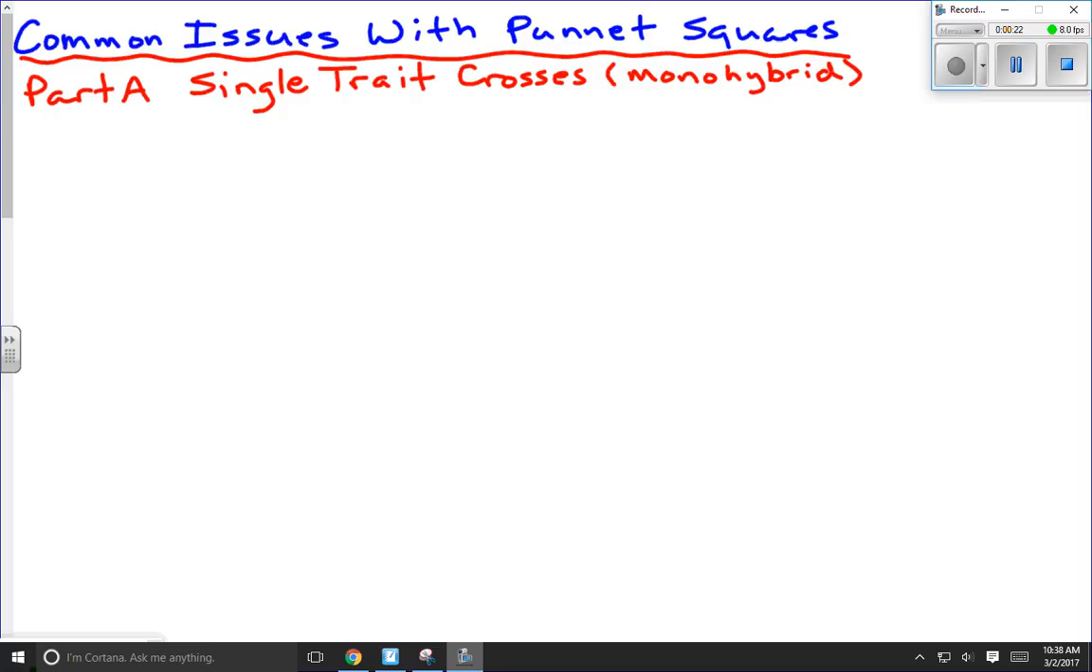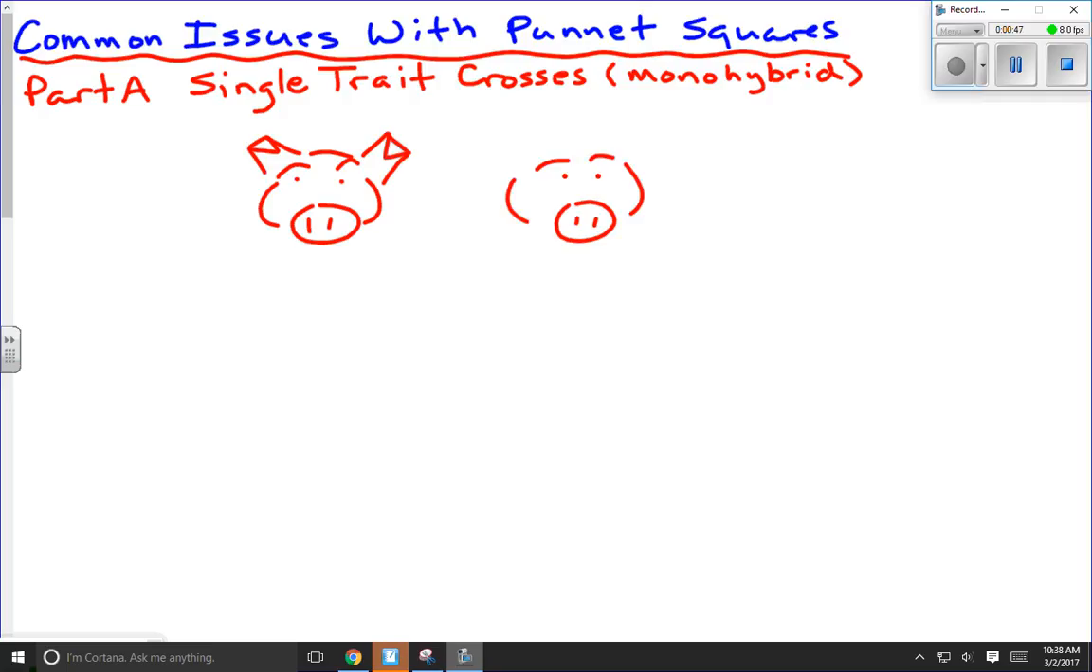We're going to look at a trait in pigs. So we have a pig here. Pigs have two types of ears. They can have folded over ears, like this, or pigs could have, let's put the pig here, this pig has pointy ears. So you could have either type of pig. Those are two phenotypes that we'd be dealing with.